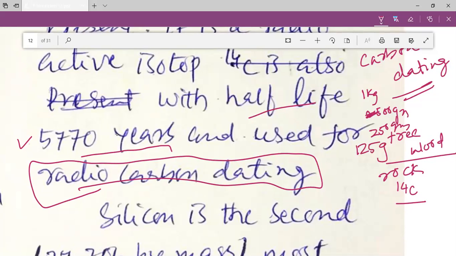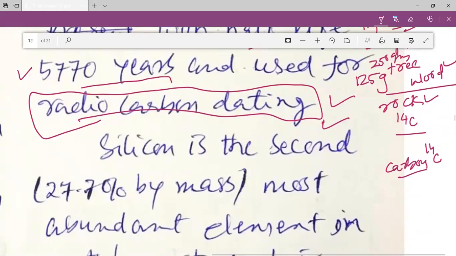So, my dear students, suppose we get one rock or one wood, and we find out the amount of C14 present in the wood or the rock. We cannot say it surely, but we can easily estimate the age of that rock or that wood. For estimating the age of ancient rock or ancient wood, we can use this 14C, which is radioactive carbon with a half-life of 5770 years, and this process is known as radiocarbon dating.